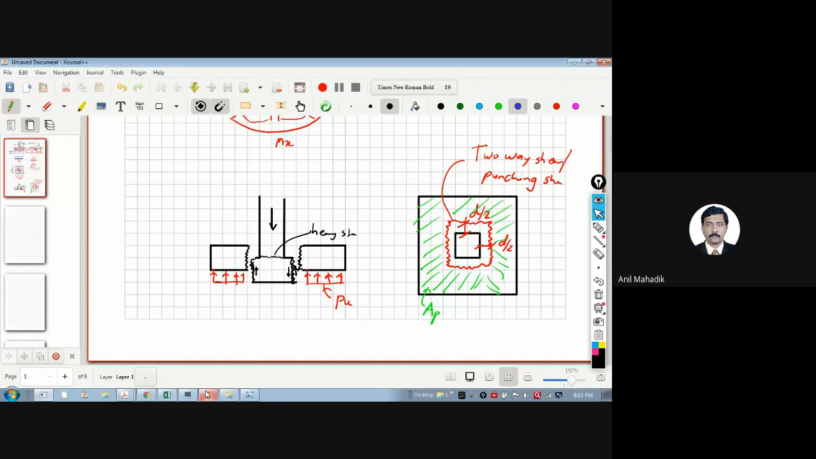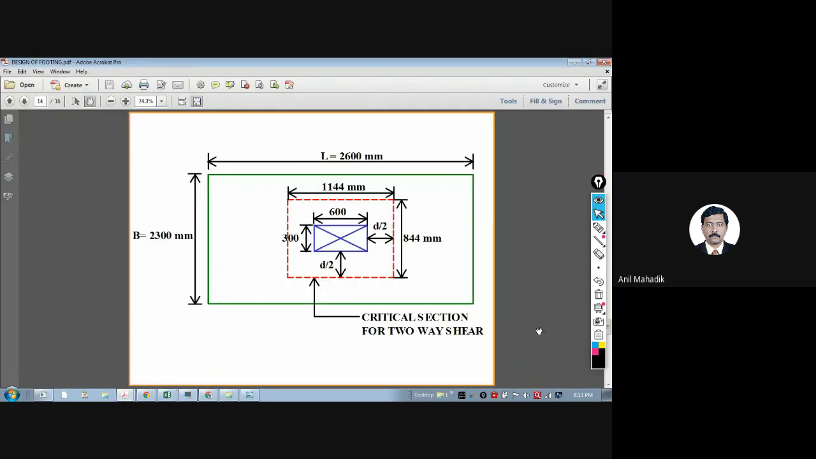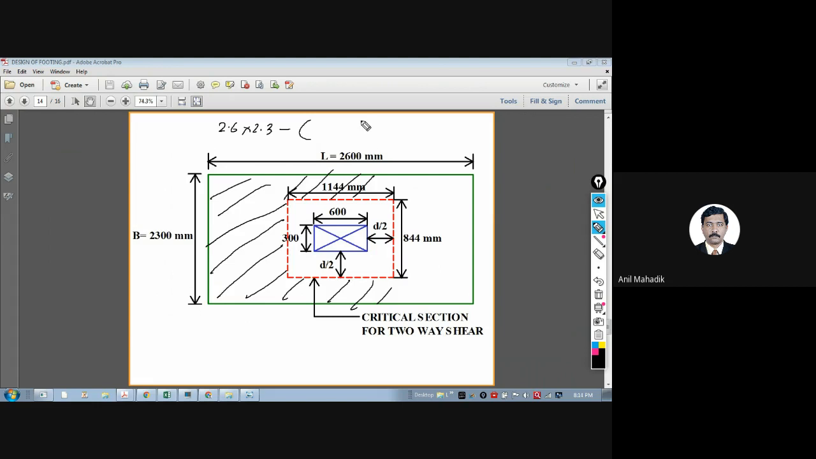So this green hatch into upward pressure. So green hatch area, in this case, it will be this area. That means if you want to calculate this hatch area, then you need to calculate the total area 2.6 into 2.3 minus this dotted line area. Correct? Yes, sir. 0.844. Then you will get this hatch area. So let's see how to calculate the punching shear stress.